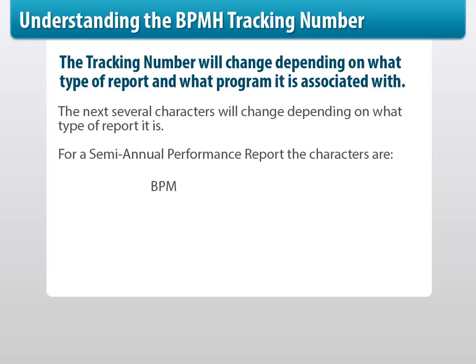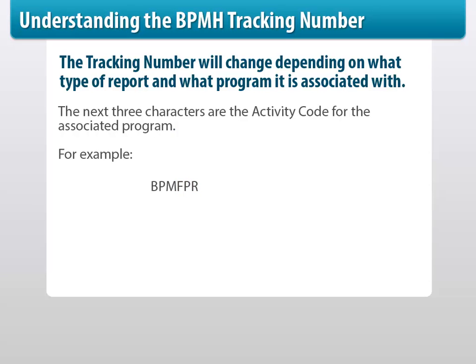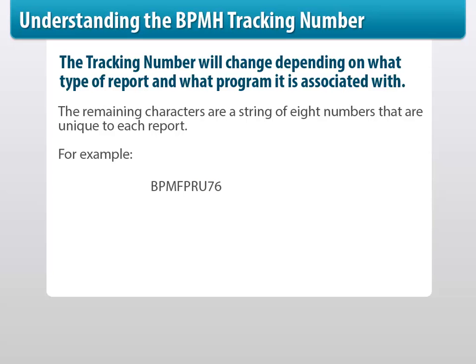The next several characters will change depending on what type of report it is. For a semi-annual performance report, the characters are SAPR. For a financial report, the characters are FR. For a final performance report, the characters are FPR. The next 3 characters are the activity code for the associated program. For example, U76. The remaining characters are a string of 8 numbers that are unique to each report. For example, 000123445.